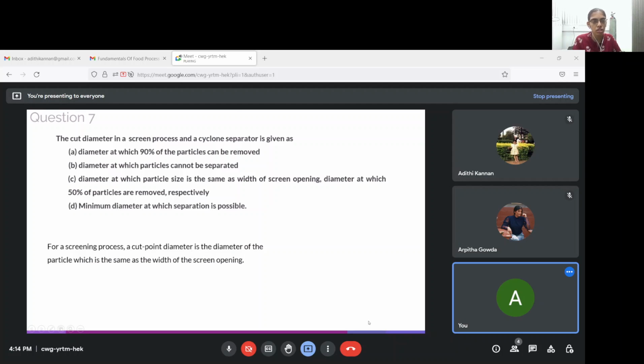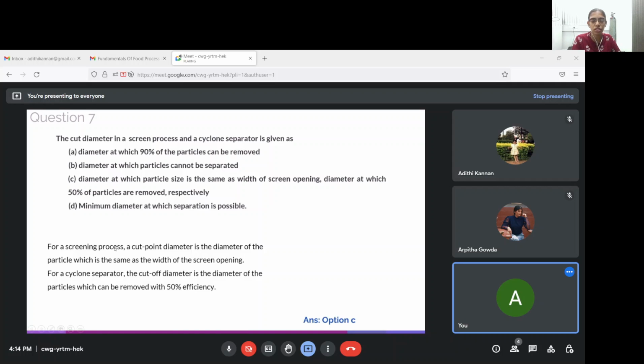So for a screening process, a cut point diameter is the diameter at which your particle size is the same as the width of the screen opening. So if your screen pore size is the same as your particle size, that particular size is known as the cut point diameter for a screening process. Whereas in the case of a cyclone separator, your cut diameter or cutoff diameter is the diameter at which 50% of the particles can be removed. That is, the particles can be removed with 50% efficiency. So the cut point diameters for a screen process and a cyclone separator are different. So the answer to this question is option C.